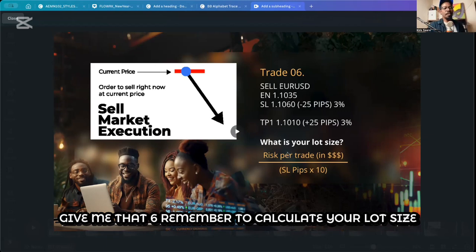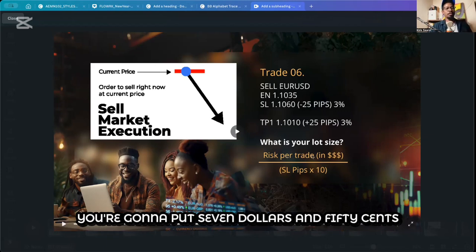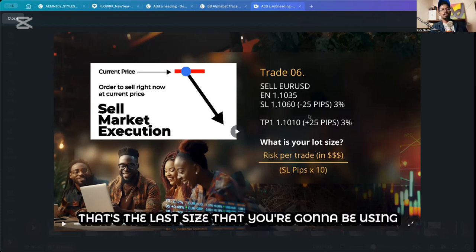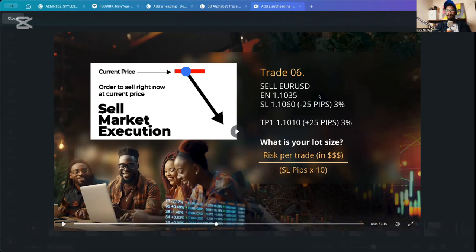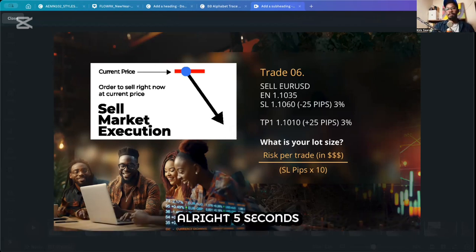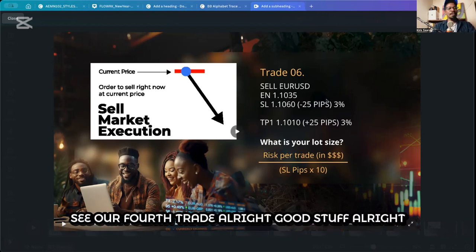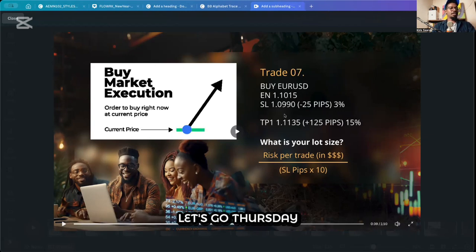Remember to calculate your lot size. You're going to put $7.50 at the top. 25 by 10, 250. So 7.50 divided by 250. That's the lot size that you're going to be using on your account. All right. 5 seconds. It's your fourth trade. Good stuff.